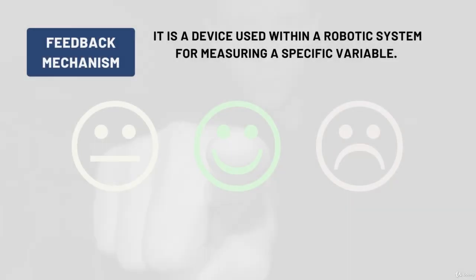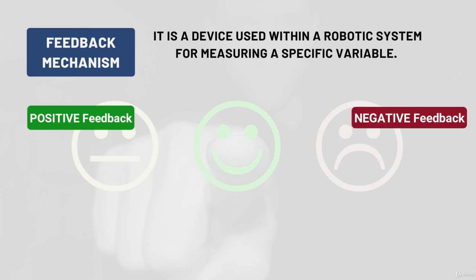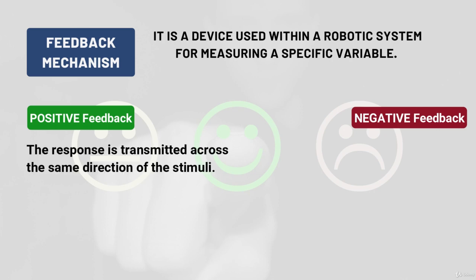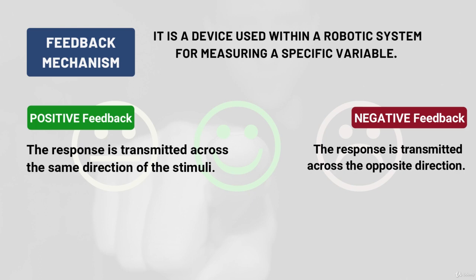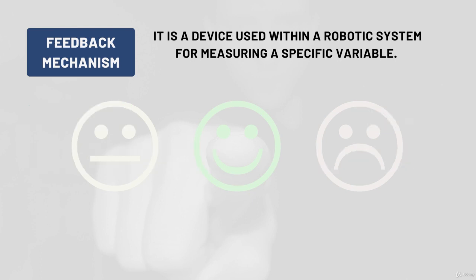The next component of a robot is the feedback mechanism. It is a device used within a robotic system for measuring a specific variable. There are mainly two types of feedback: positive and negative feedback. In positive feedback mechanism, the response is transmitted across the same direction of the stimuli. In negative feedback mechanism, the response is transmitted across the opposite direction.